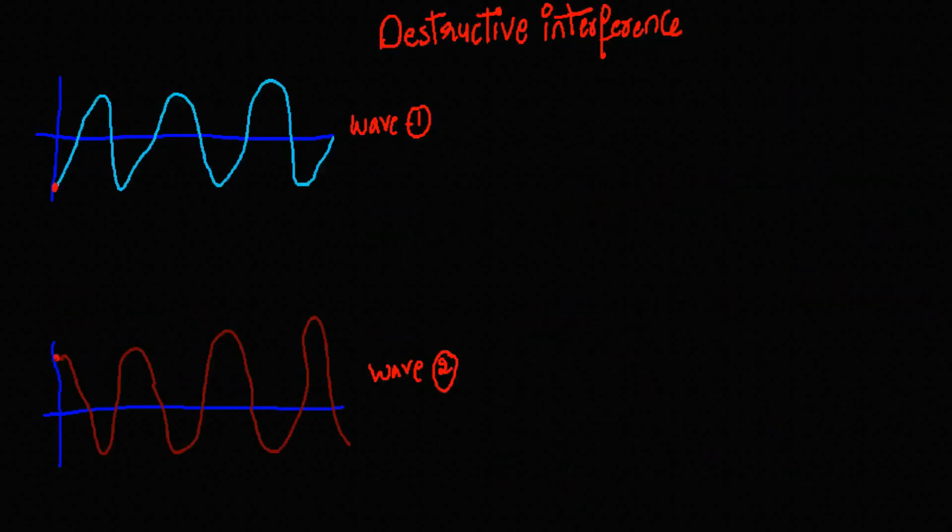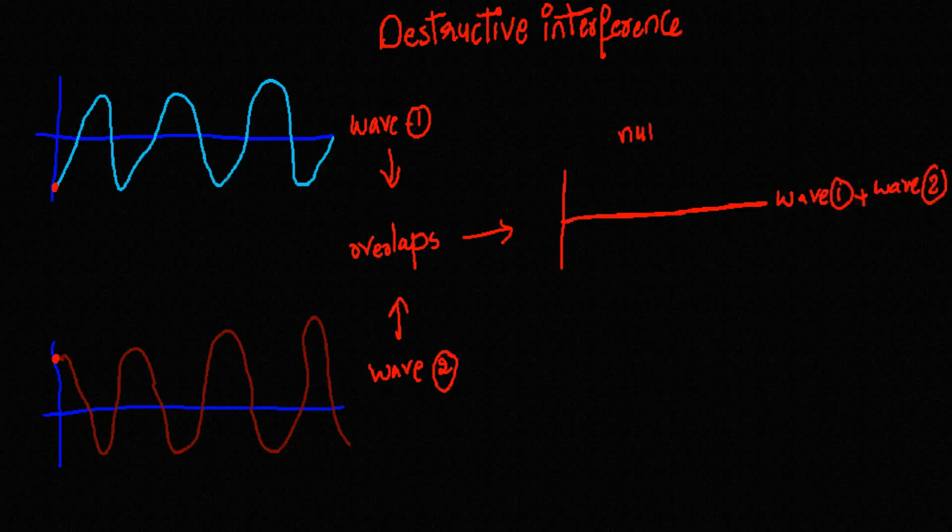In destructive interference, wave 1 and wave 2 do not start at the same point. So when these two waves overlap, the resultant wave formed is a null wave. In other words, you can say both the waves cancel each other in destructive interference. Now let's draw wave 1 and wave 2 on an x-axis and see why a null wave is formed.